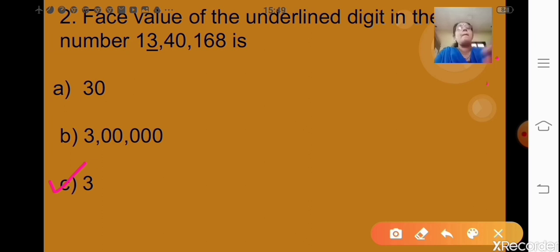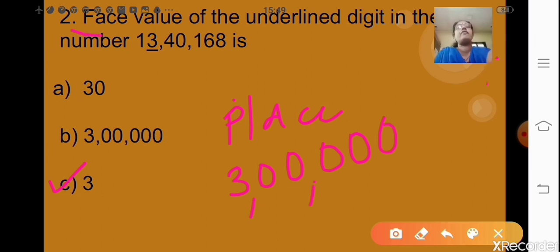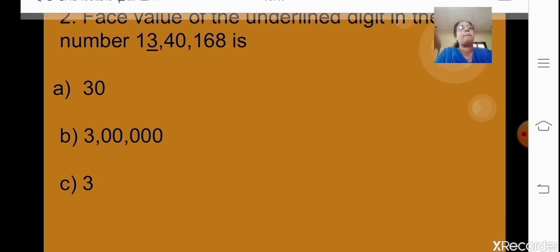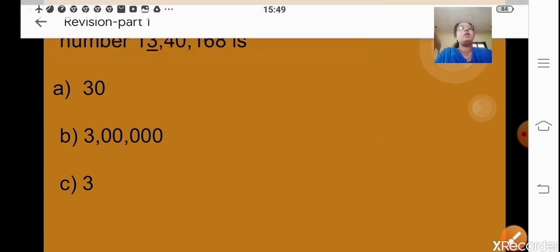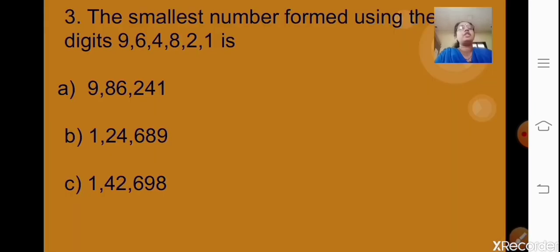If I had said place value, then your answer could have been the 3, this. But what I have asked is the face value. The face value of the number does not change. It remains the same. Now coming to the third question.